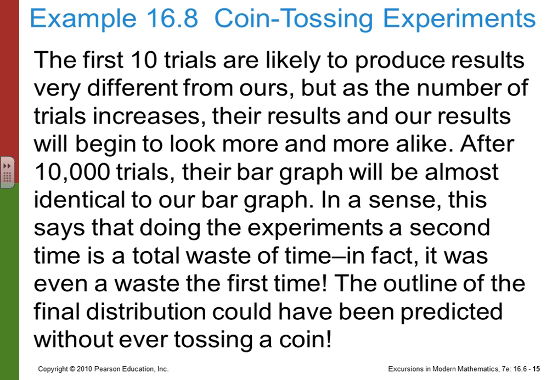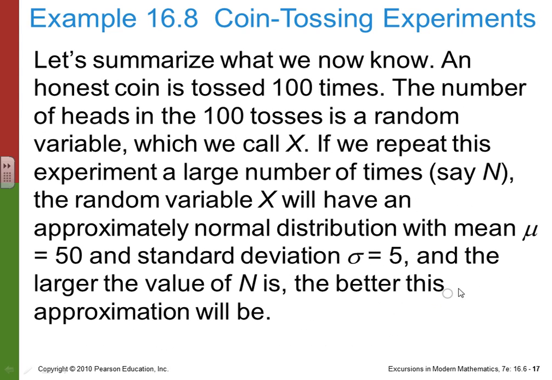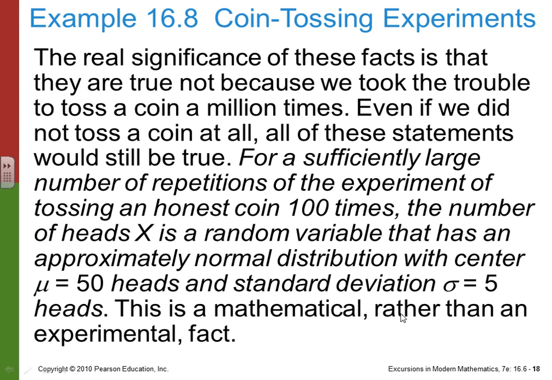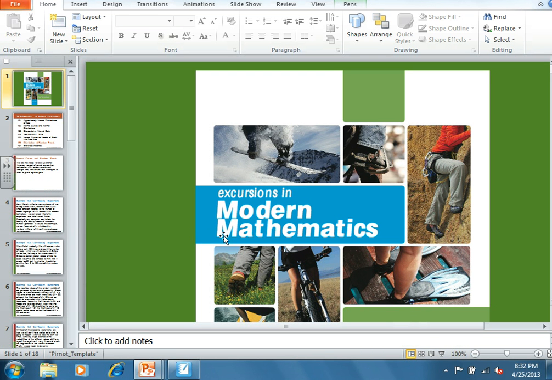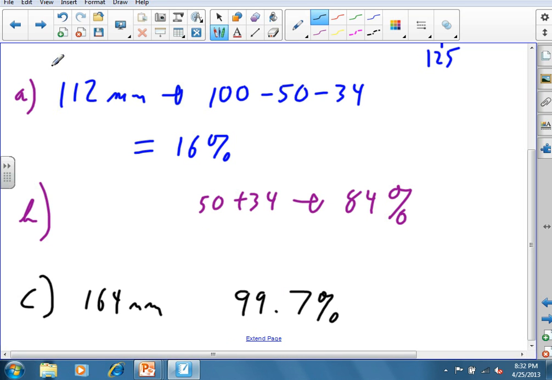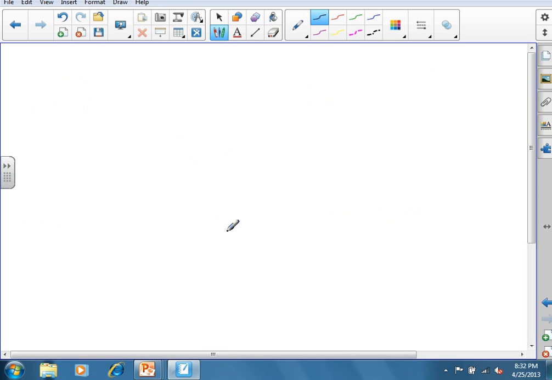The first 10 trials produce a different result than the last thousands. Coin tossing experiment: mean, standard deviations, times to do it. We're done with that guy. Maybe we want to work another homework problem. 49.